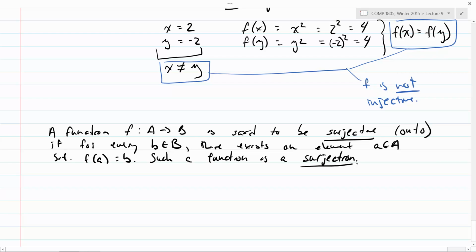So really notice that this says there exists. So that means there's at least one value. So every output is mapped to by at least one value. Could be more, but it's at least one. So there's never any values that don't have incoming arrows. Every value has at least one incoming arrow. So every output value, I mean. Does that make sense? So it's surjective if every output value has at least one incoming arrow.